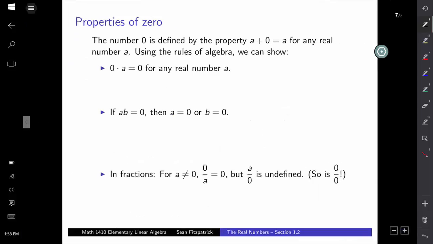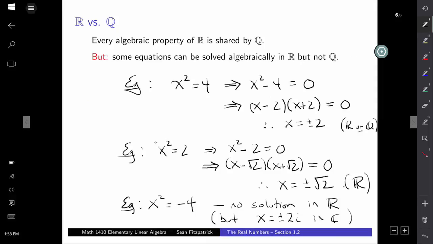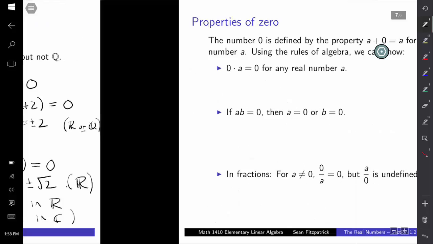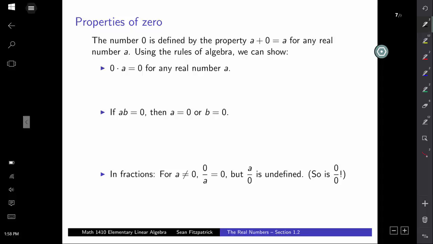Okay, the last thing to mention on this video. In the previous slide, when we're solving these systems, when we get to this factored form and we conclude that x must be either plus or minus 2, what is letting us do that is the special properties that 0 has when it appears in equations.